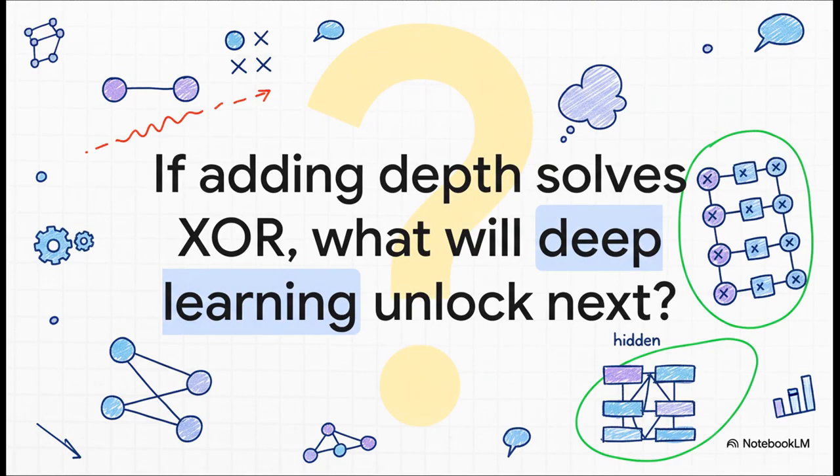So think about that. We just saw that adding even one hidden layer was enough to solve a puzzle that was literally impossible before. That exact same principle is what's driving all of modern AI. It really makes you wonder, if that's what one extra layer can do, what kind of impossible puzzles are we going to unlock with networks that have hundreds or maybe even thousands of layers?